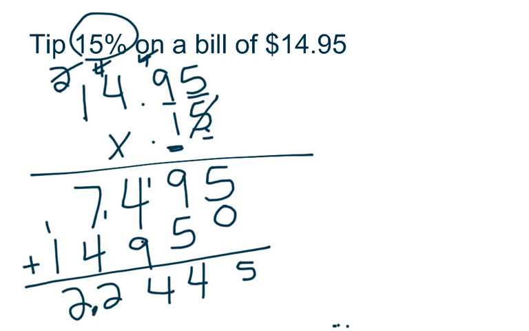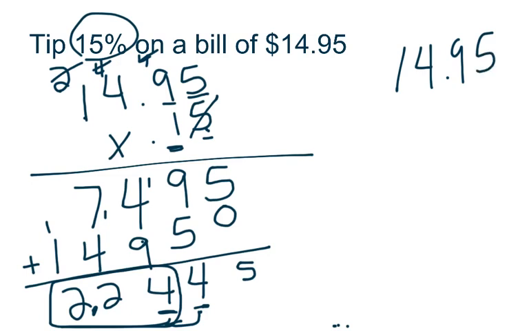So here we go. This is going to be my new number, right? $2.24. If you look at this number, it's not 5 or more. So I do not have to round this up. It stays the same. So I'm going to take the $14.95 and I'm going to add $2.24. Let's see what I get.